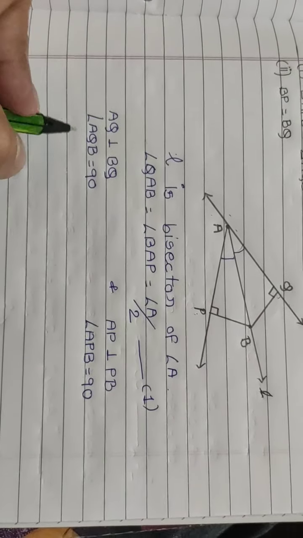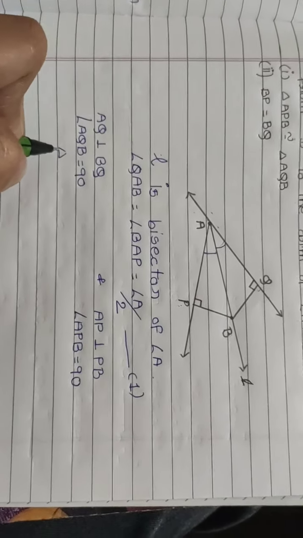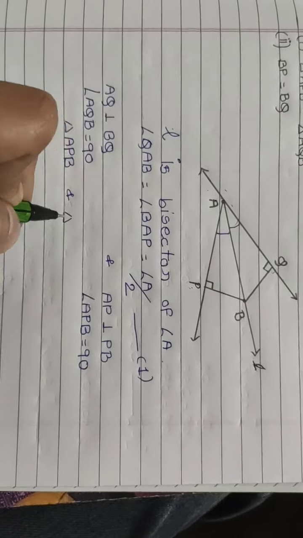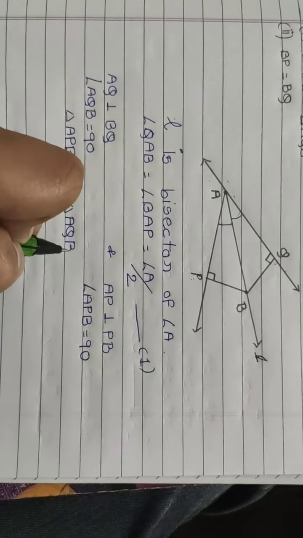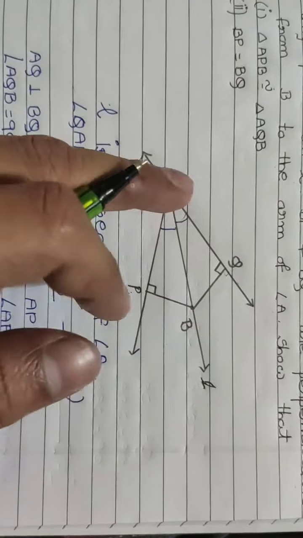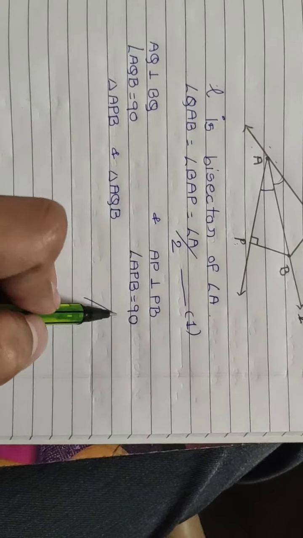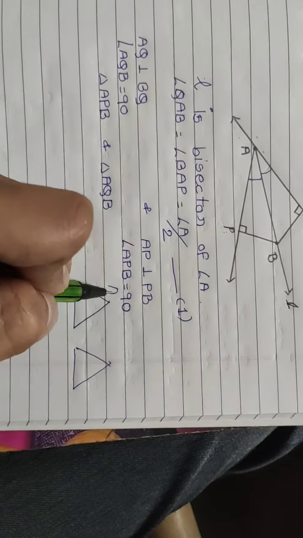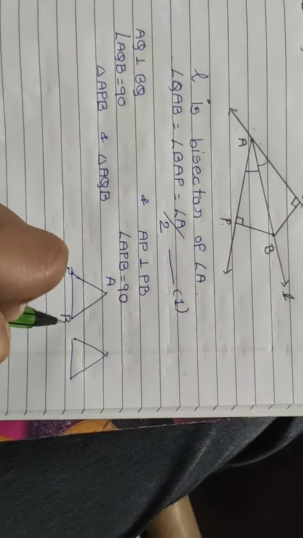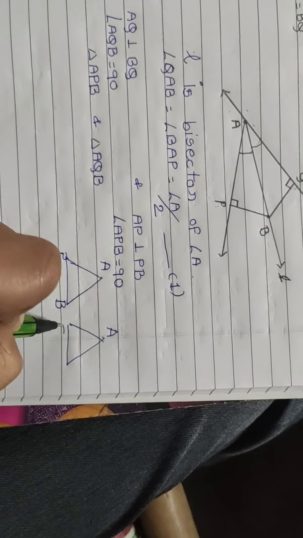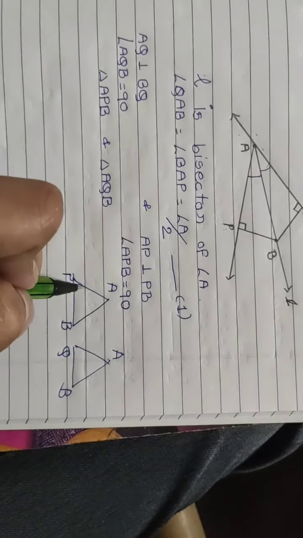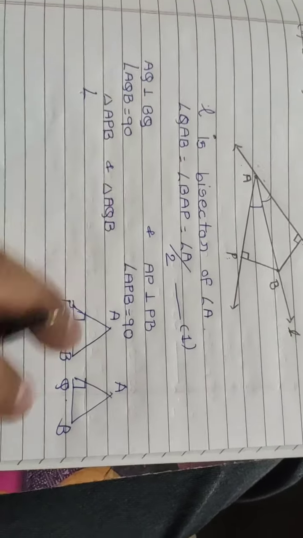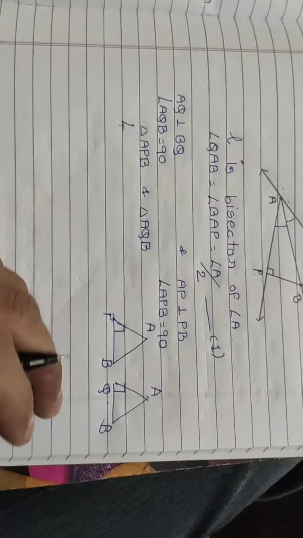Now we will take the triangles which we have to prove, that is APB and AQB. We will draw a separate figure, that is APB and that is AQB. We can see that this angle will be 90 degrees. So we can definitely write angle AQB is equal to angle APB.